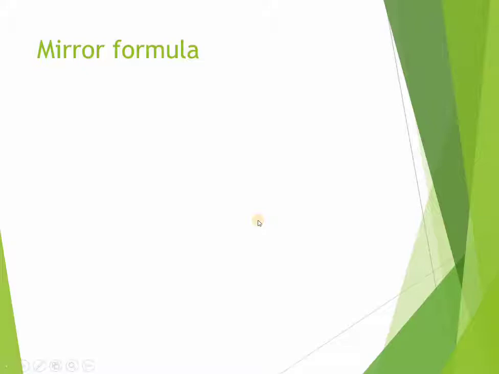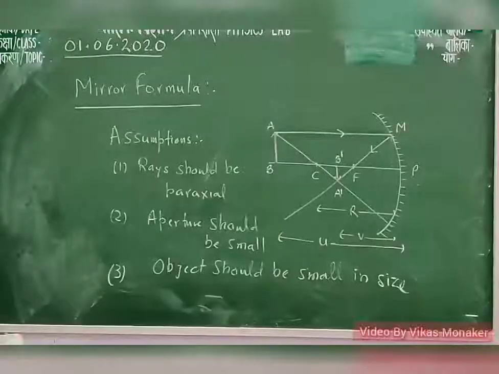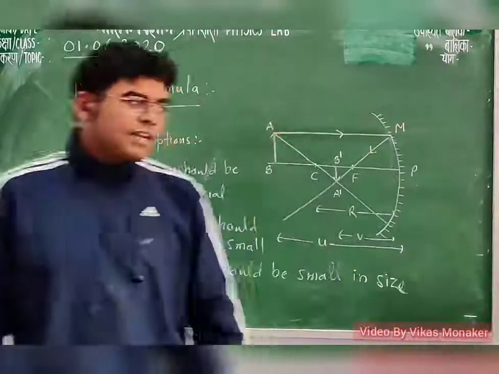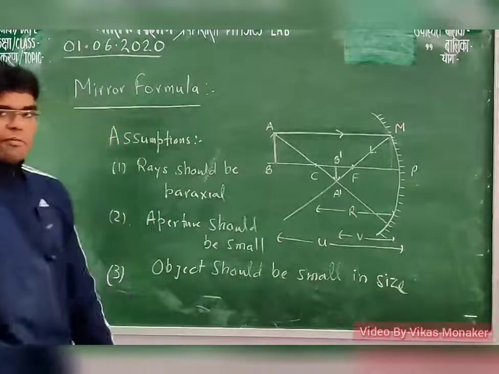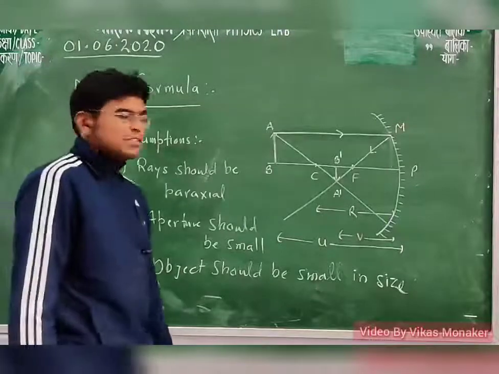Now we will set up the mirror formula. Mirror formula gives a relation between the focal length of a mirror, object distance from the pole, and image distance from the pole. So I'll use chalkboard and duster in order to explain you. Students, we are going to derive the mirror formula. You have studied the mirror formula in 10th standard, but in 12th standard you need to do the derivation also.